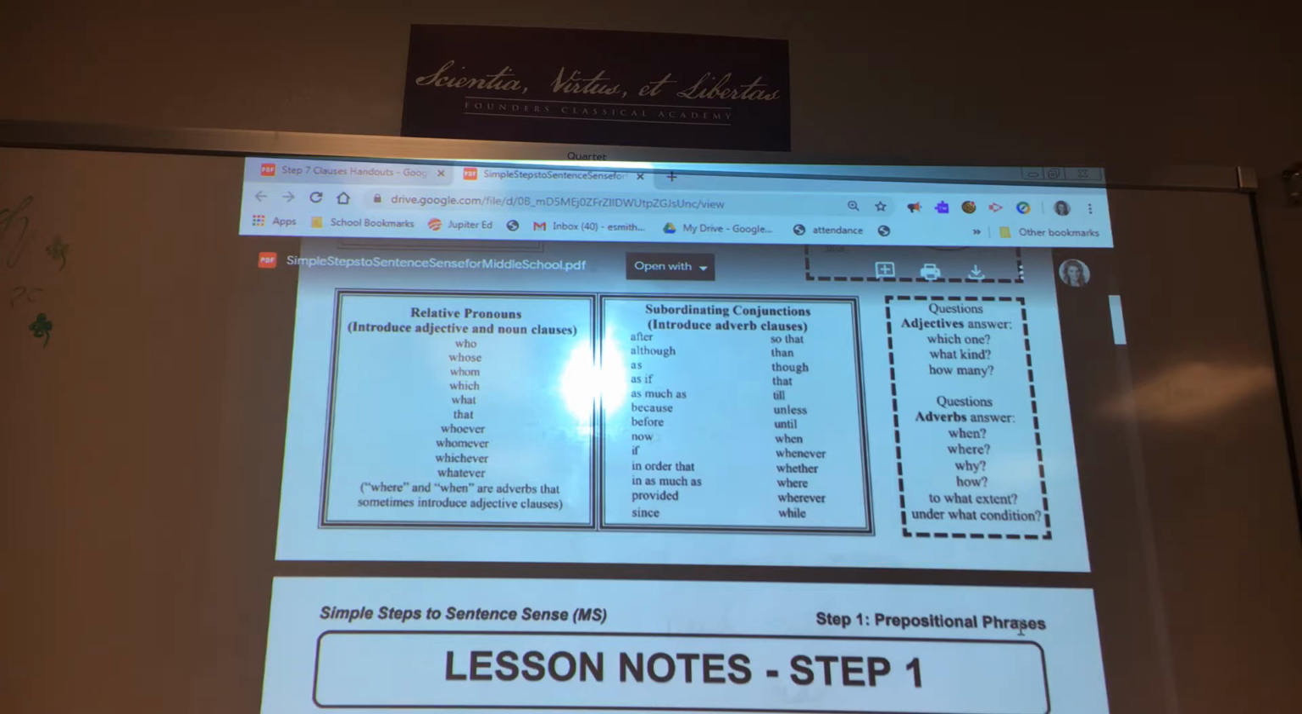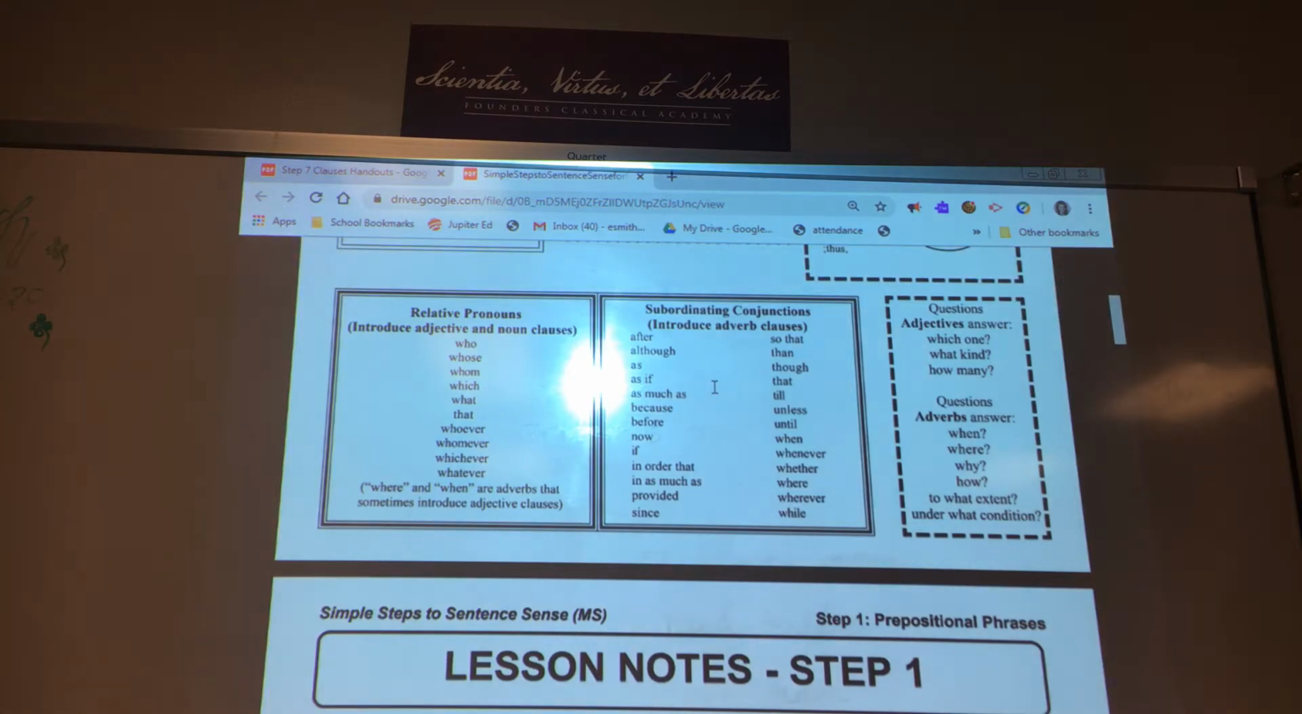The last week before we left school, we were copying down the relative pronouns and the subordinating conjunctions. Those are on the back side of the SAM sheet, and I didn't have my copy with me, so I put it up from my computer, but it's the back bottom corner of the SAM sheet, with relative pronouns and subordinating conjunctions.